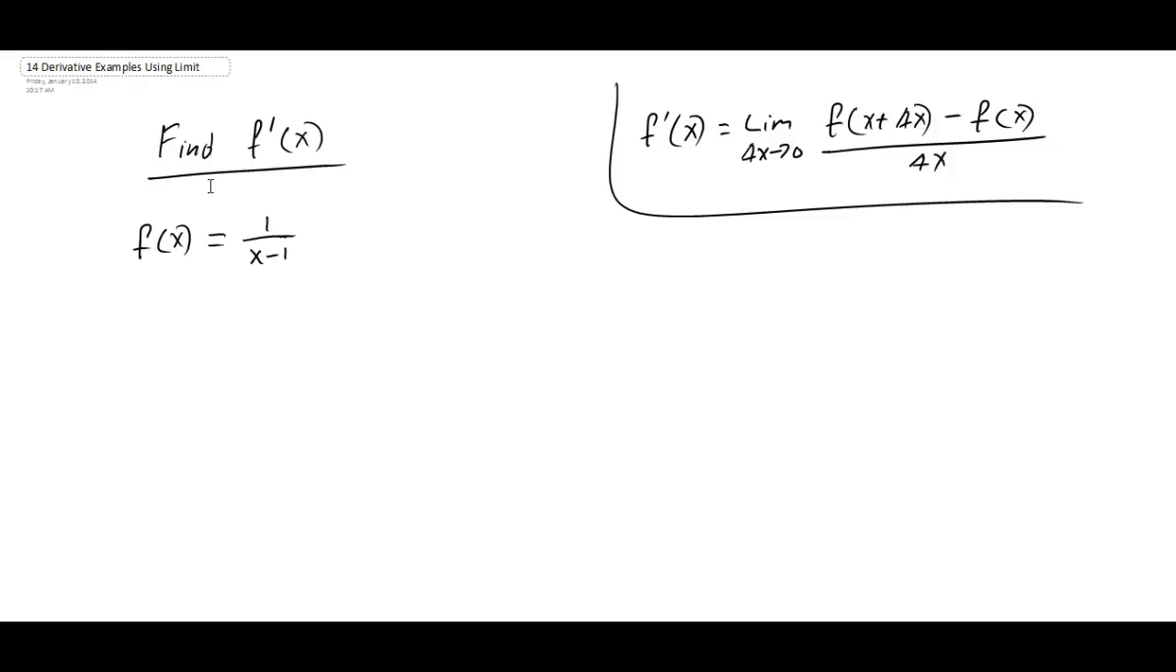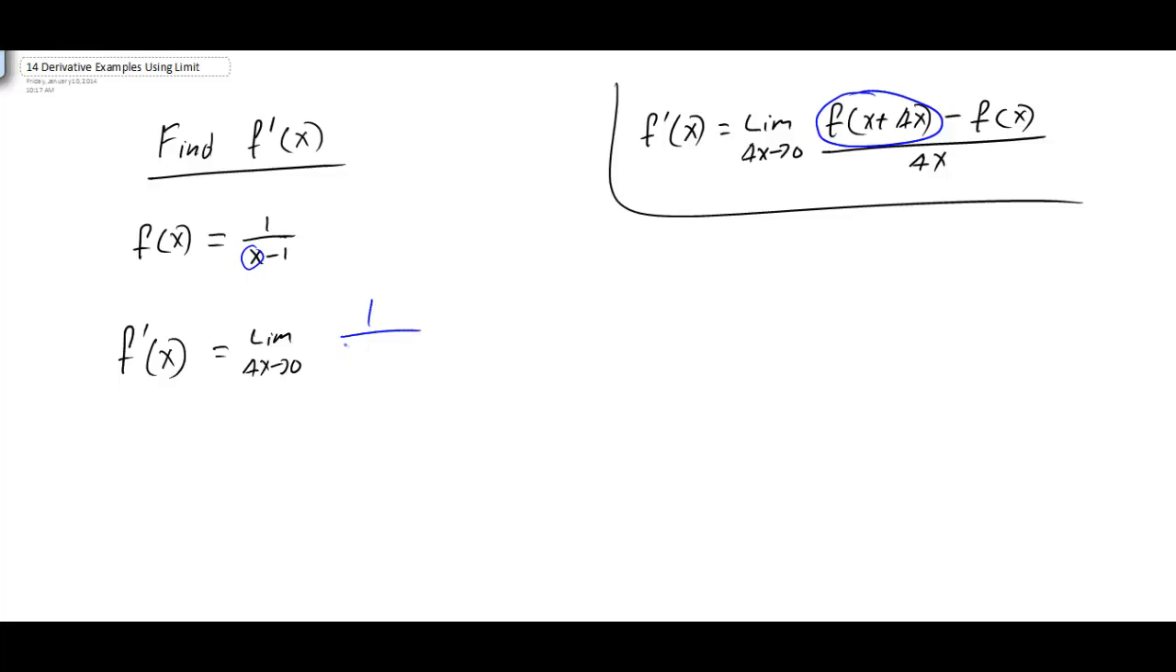This video is going to look at finding the derivative of the function 1 over x minus 1 using the limit process. So to do that, we're going to take f prime of x is going to be equal to the limit as our delta x approaches 0. And now we need to evaluate the function at f of x plus delta x. So all of that's going to go in for the place of x.